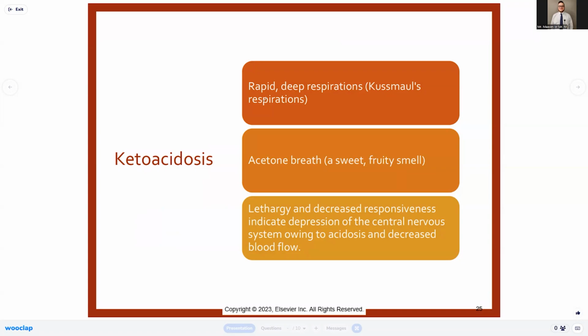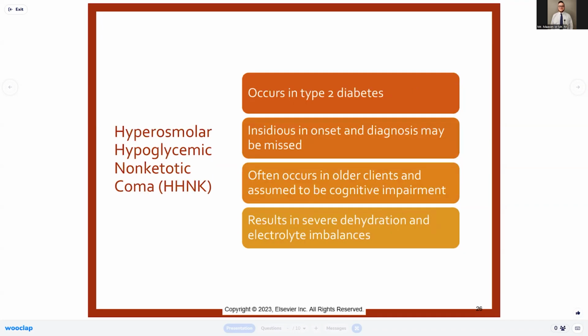Kussmaul respirations are forceful, deep respirations that are uncontrolled by the patient suffering DKA. They're also going to have acetone breath, which is basically sweet, fruity breath. You may hear anything about fruity breath? The ketones produce this kind of breath smell. Then lethargy, just decreased consciousness and responsiveness, decreased blood flow, those kinds of things, coma, death.